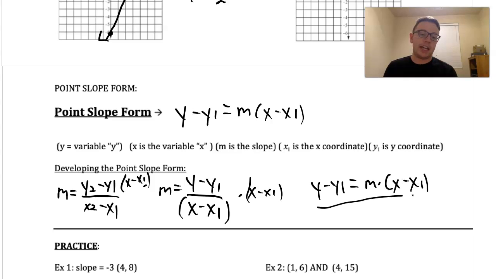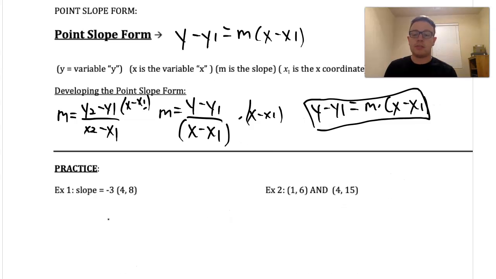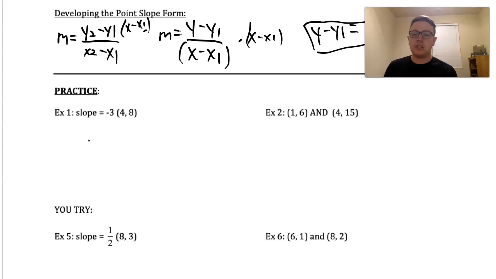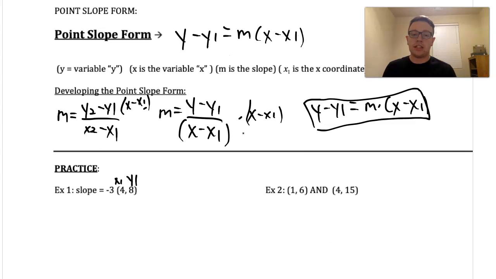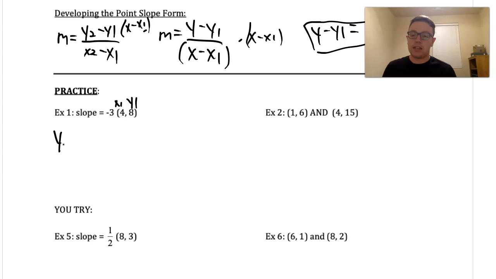So this is a handy tool to have at your disposal. For example, if we have something like this, we can take this from point slope form into slope intercept form. With this, we have x1, we have y1, and we have m. So using this equation, this becomes y minus, what's y1? It's 8, is equal to m, which is negative 3, times x minus, what's x1?